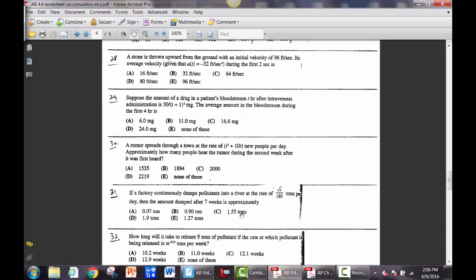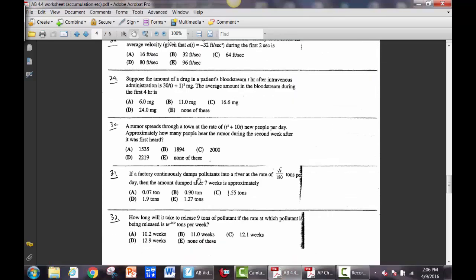Number 32, let's have a look at that. How long will it take to release 9 tons of pollutant if the rate at which pollutant is being released is t times e to the negative 0.3t tons per week? So this is your rate of change. There's the word rate, tons per week.